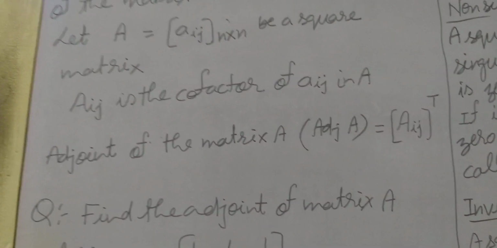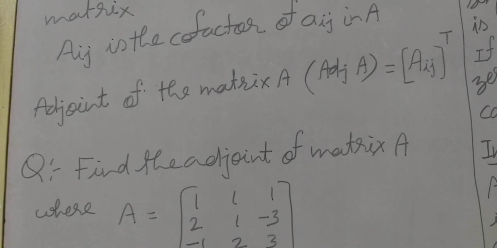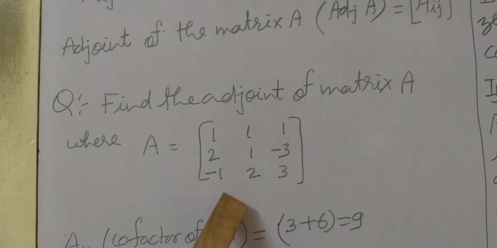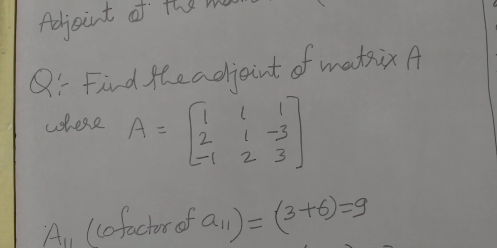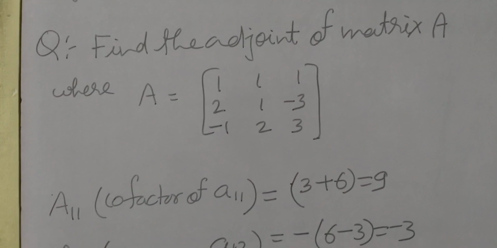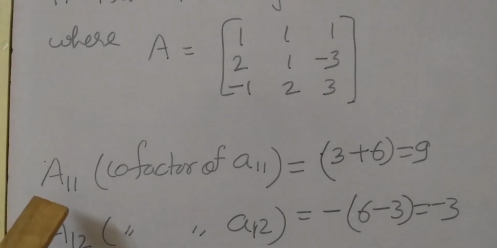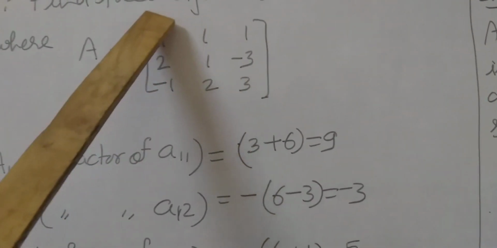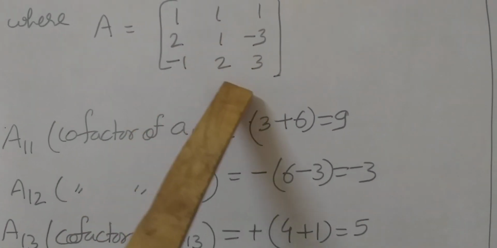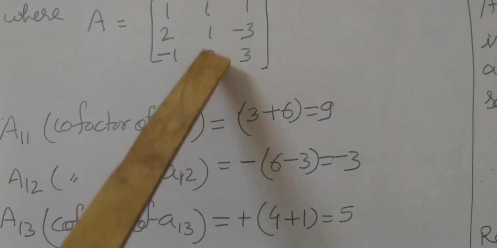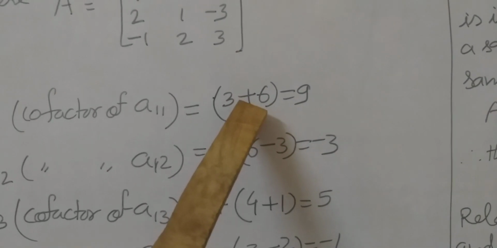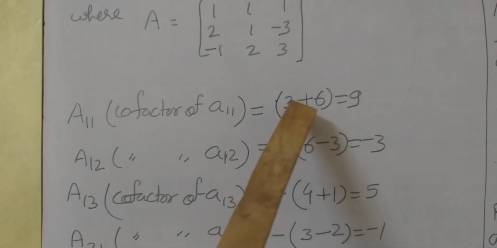Okay, students. You can easily understand by one example. We have to find out the adjoint of this square matrix. First of all, we have to find out its cofactors. A11 means the cofactor of this element A11. So this row and this column will be deleted, and we have to find out its determinant. 1 times 3 is 3 and 2 times 3 is 6, with minus, and the minus of the formula becomes plus. 3 plus 6 equals 9.